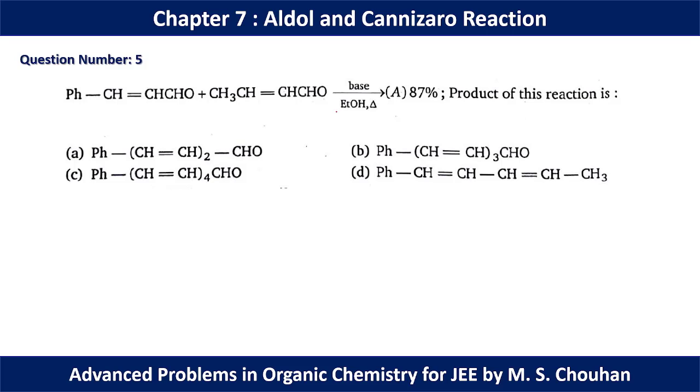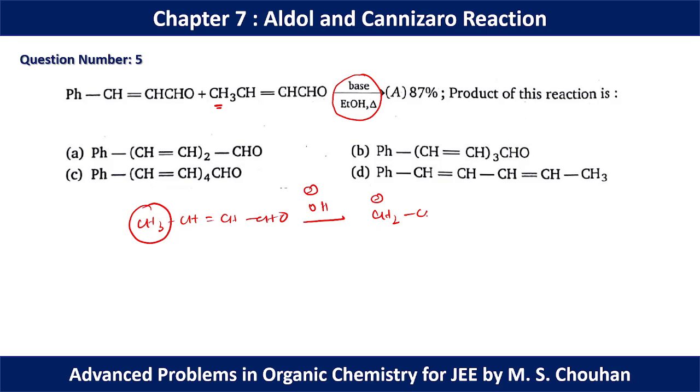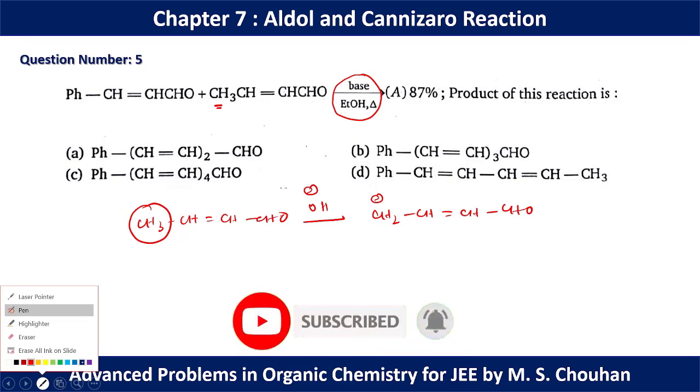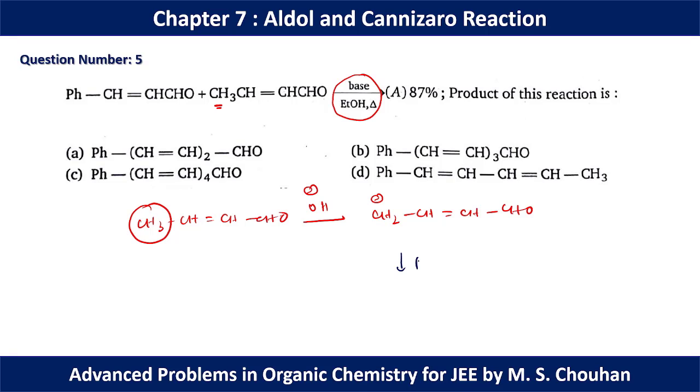In question number 5, we have a base in ethanolic medium and we have 2 molecules. Now only this is the acidic hydrogen. So initially CH3, CH double bond CH, CHO, the acidic hydrogen will be abstracted from this position. So if we add OH minus, we will get CH2 minus CH double bond CH, CHO. Now this negative charge can react with PhCH double bond CH, CHO to have the final product.